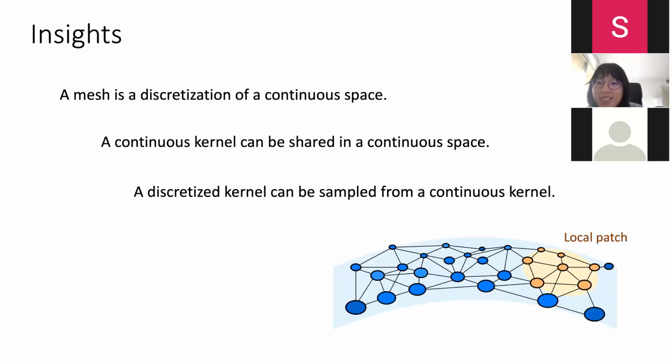Oh, it's already 20 minutes. Let's accelerate. Our idea is actually simple. If you observe a mesh model, we can make the following assumption. A mesh is actually a discretization of a continuous space, and a continuous kernel can be shared in a continuous space. So in that sense, a discretized kernel can be sampled from a continuous kernel.